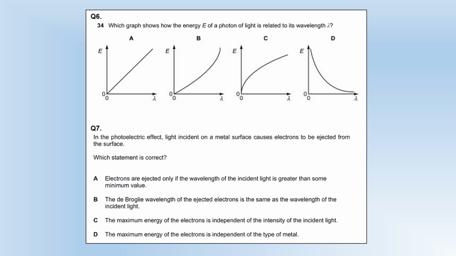Which graph shows how the energy of a photon is related to its wavelength? Energy is inversely proportional to wavelength, so that gives us this one.